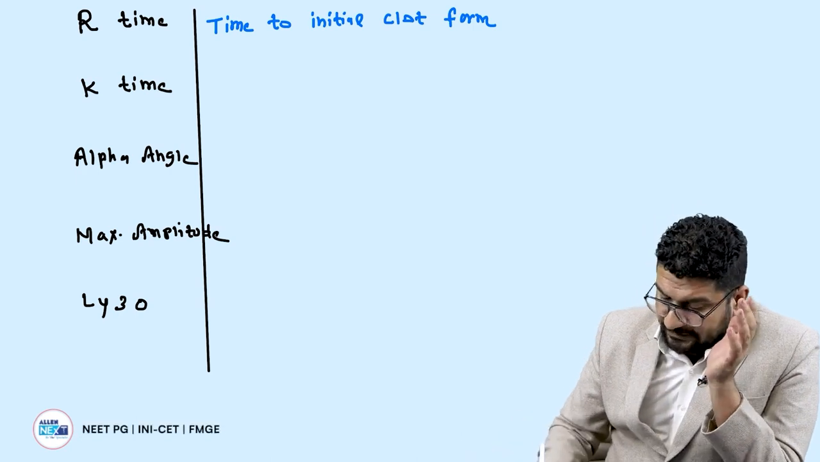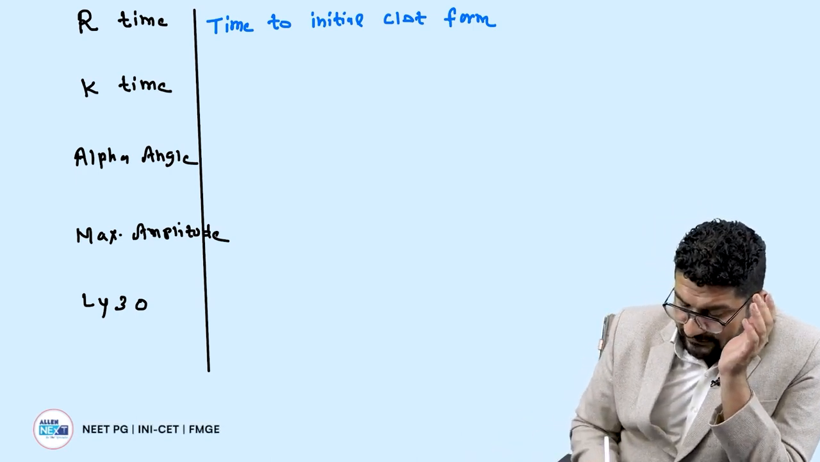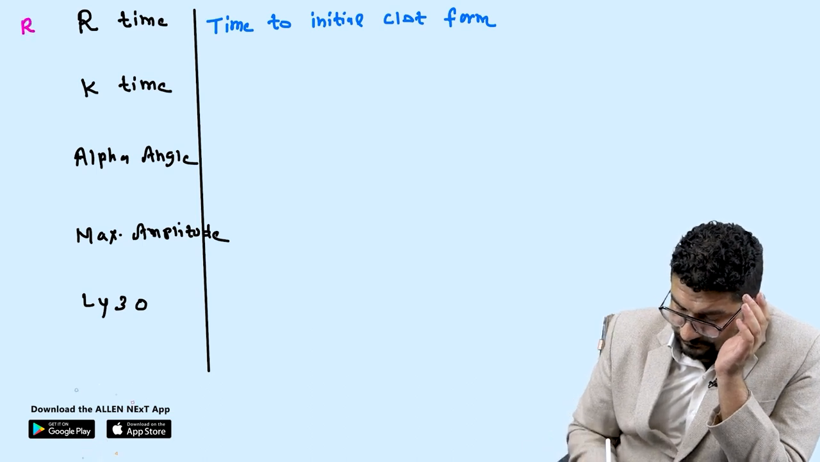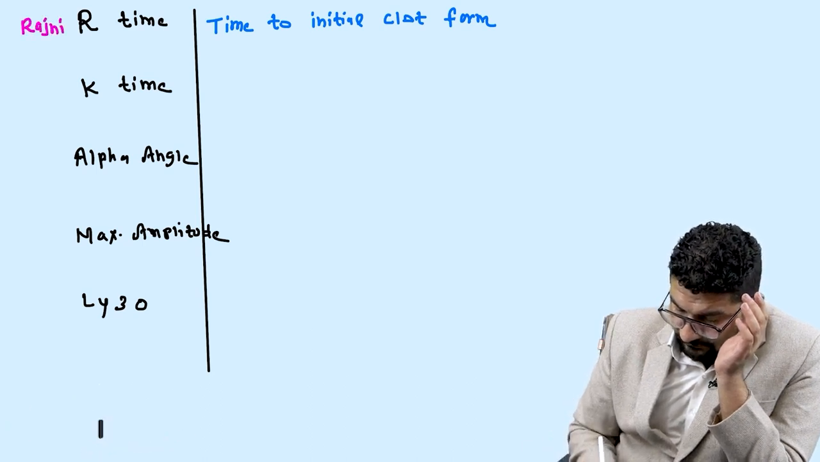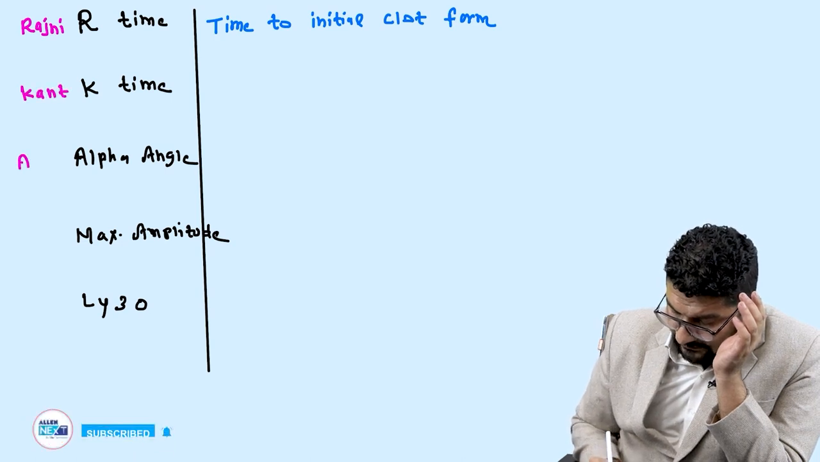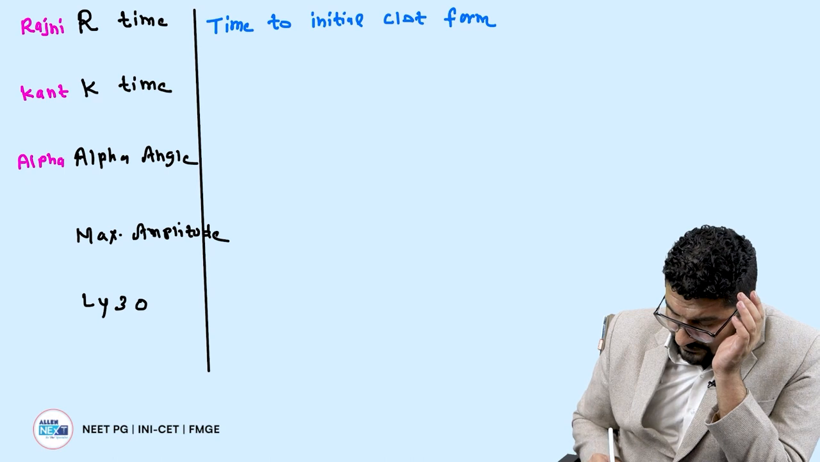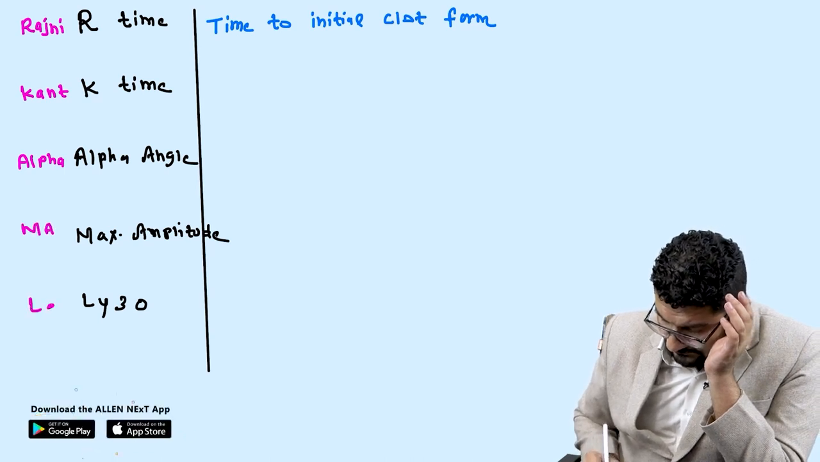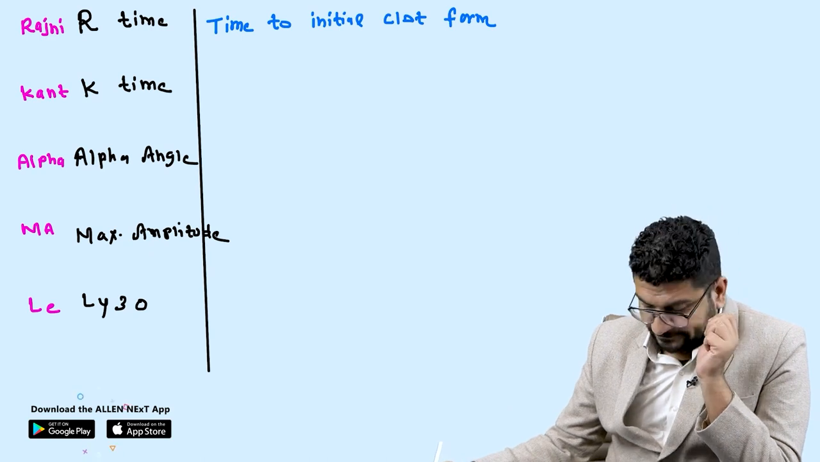So how can we remember the sequence? We can remember it by a mnemonic: Rajnikant is alpha male.